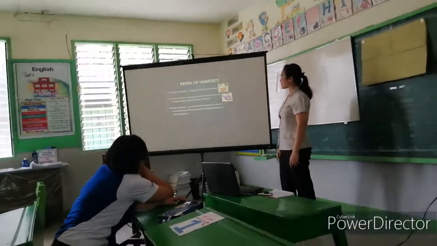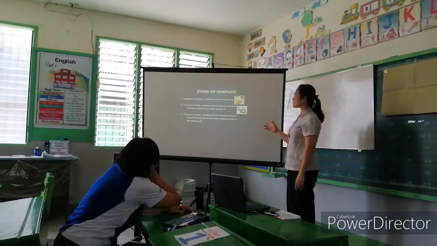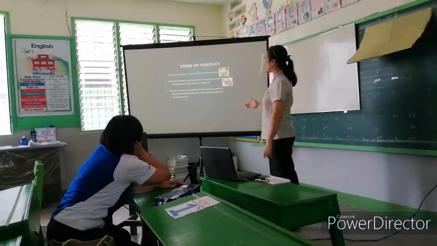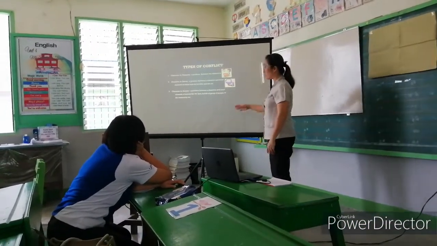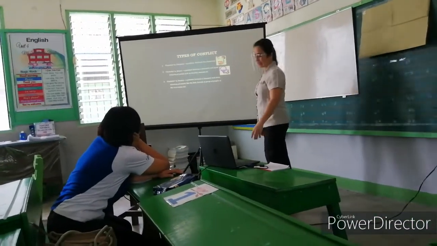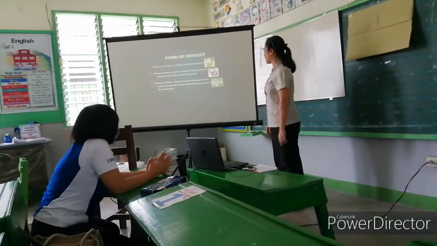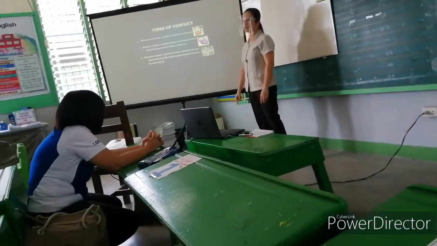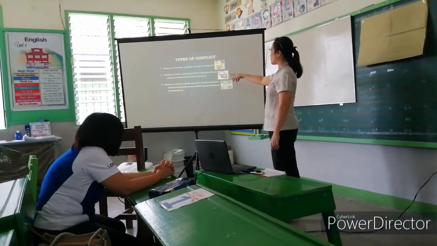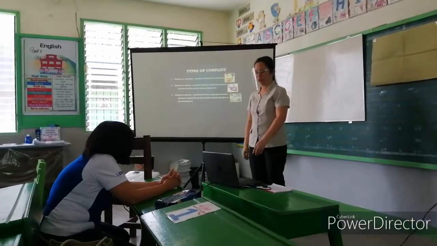Okay, and then third, character versus society. When we say character versus society, this is a conflict wherein there is a problem between a character and some elements of society, like the laws, beliefs of a group of people or community, and many more. So, an example in the picture: the character was caught by a policeman. So, meaning, it's a character against society, either he or she against the law.